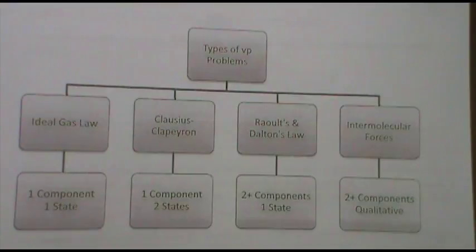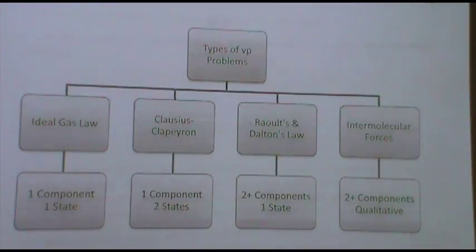What we haven't got to yet in my class is Raoult's law or Dalton's law. Raoult's law, you have two compounds or two components, two or more. You can have more than two. And one state, one temperature, one pressure. Then you're going to use Raoult's law. We'll see that next class, tomorrow for my class. Intermolecular forces, remember that has vapor pressure in it. We'll talk about an example in a bit too. You've got two or more components there, but it's qualitative, no numbers. But you're trying to determine based on the intermolecular force which one has the higher or lower vapor pressure. So those are the four types of vapor pressure problems.